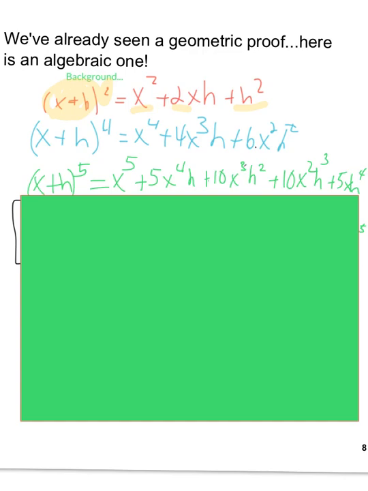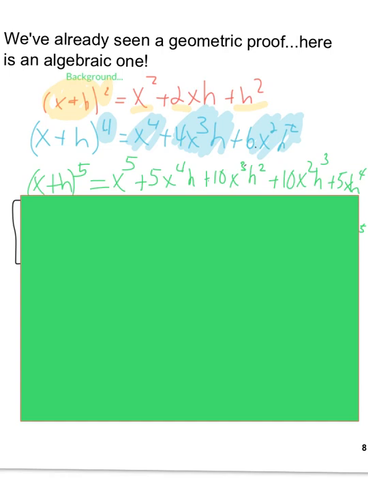So we can see things like if I raise it to the 4th power, then the first term has that 4th power. But the next term will be 4x cubed h. And then we'll see the power on x decreased by 1 and the h increased by 1. It used to be 1, now that's a 2.